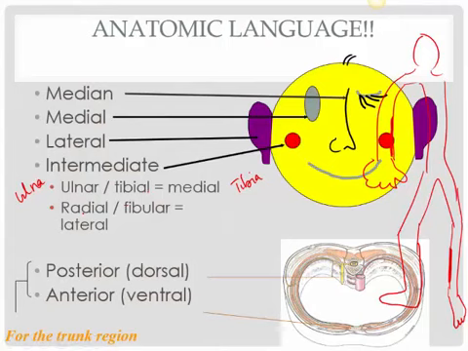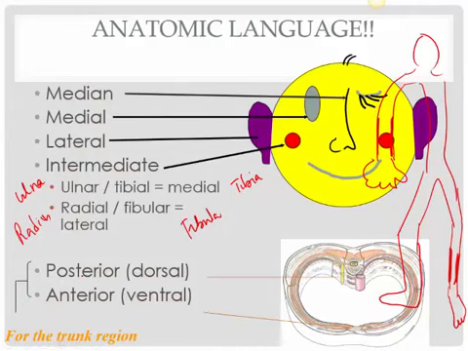Similarly, in the upper limb, there is a bone called the radius on the lateral side and a bone called the fibula on the lateral side in the case of the lower limb. So these two words, radial and fibular, are synonymous with the word lateral. Okay, so I could say the median nerve is radial compared to the brachial artery because it's lying lateral to the brachial artery. You see that? Okay, so this is for the limbs.